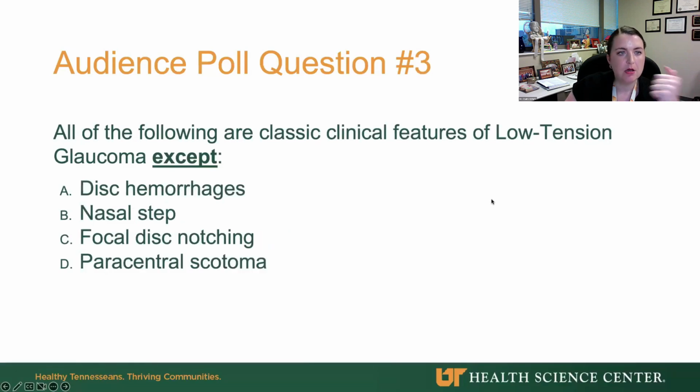So good. Third question: all of the following are classic clinical features of low tension glaucoma except A, disc hemorrhages, B, nasal step, C, focal disc notching, or D, paracentral scotoma.